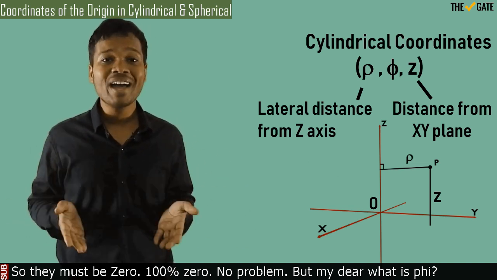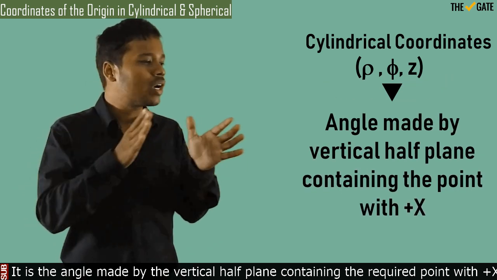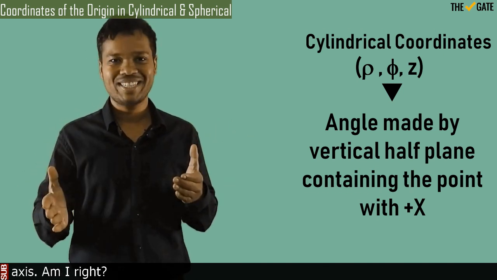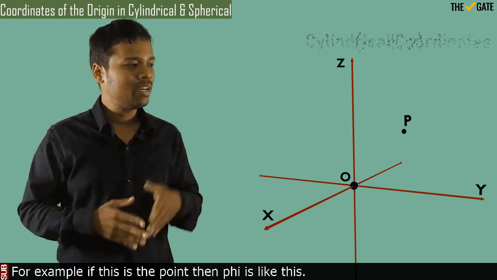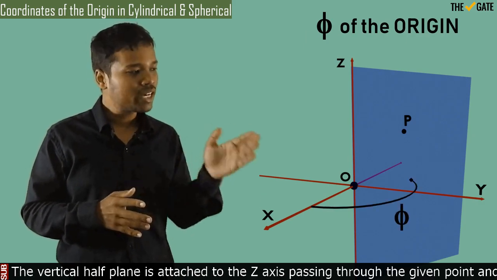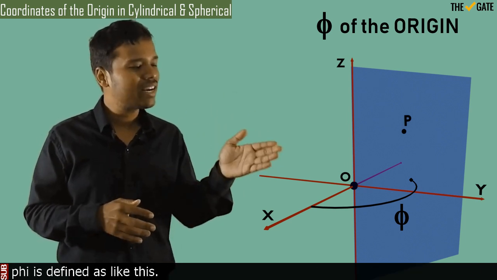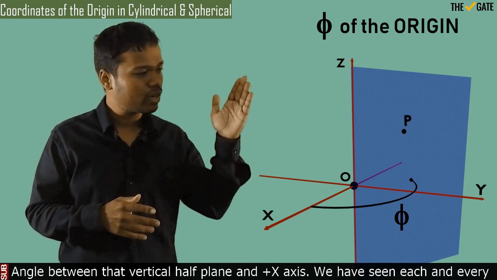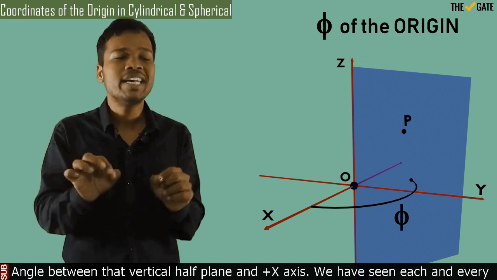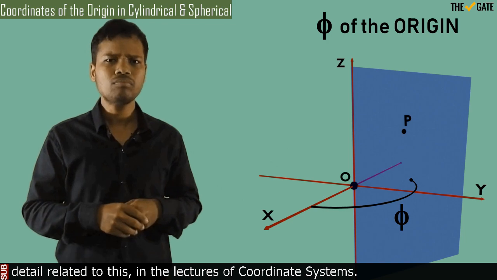But what is phi? It is the angle made by the vertical half plane containing the required point with the plus x-axis. For example, if this is the point, then phi is like this. The vertical half plane is attached to the z-axis and passes through the given point, and phi is the angle between that vertical half plane and the positive x-axis. We have seen each and every detail of this in the lectures on coordinate systems.